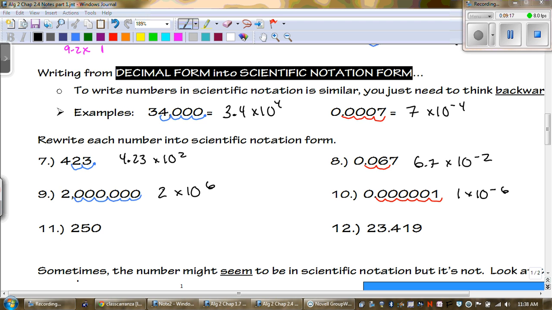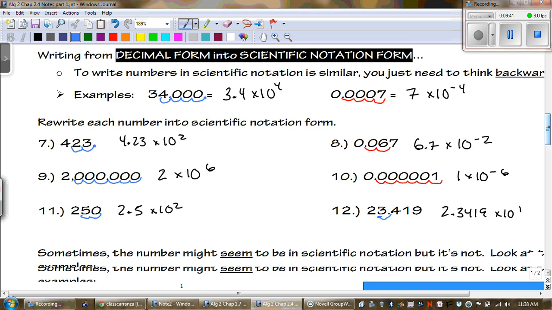Okay? So why don't you pause the video and try 11 and 12 all on your own. Good luck. Okay, and there are 2 answers. Just remember, when you move it to the left, they have to move it to the right, so it should be a positive. Okay? All right.